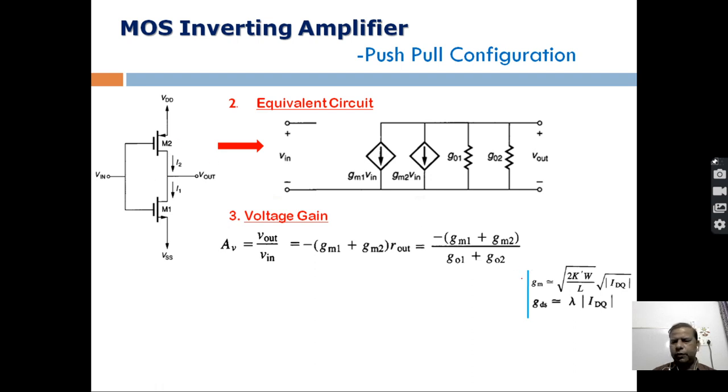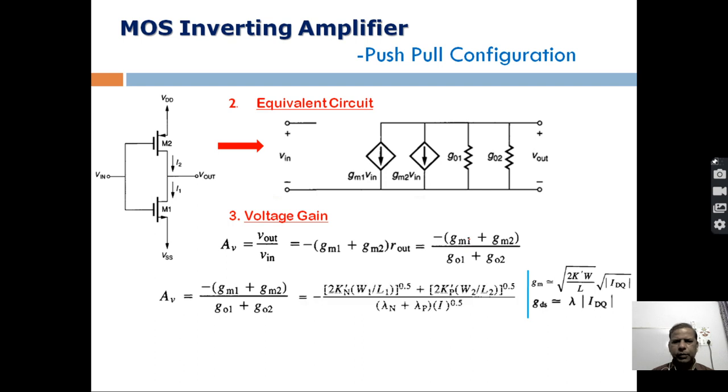From your basic understanding, you know that the transconductance Gm is given by the square root of 2k prime W by L into IDQ. This IDQ is the zero signal drain current which is flowing in this circuit here. GDS is given by this formula: lambda multiplied by the magnitude of this zero signal drain current, the operating point current. So if you put the values of Gm and GDS into this equation, what do we get?